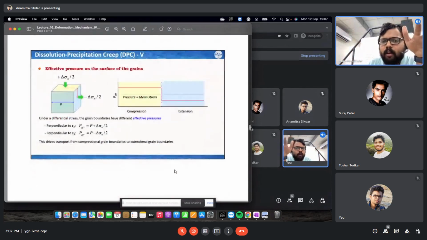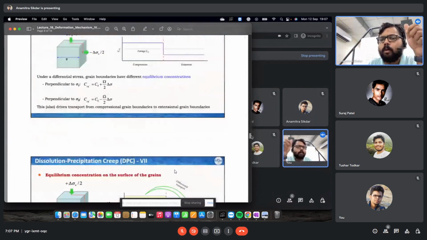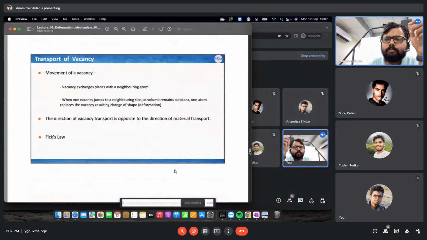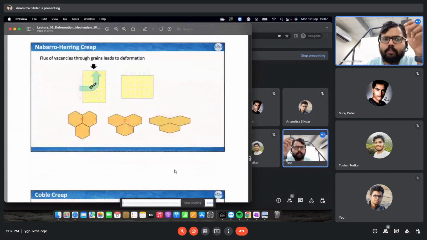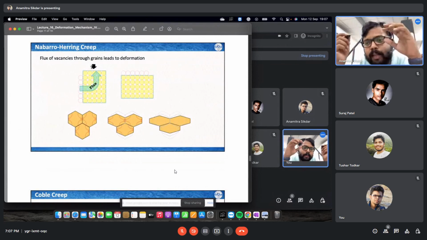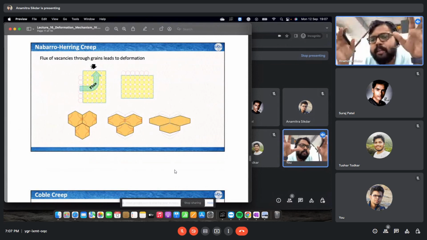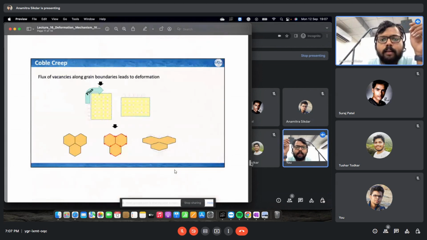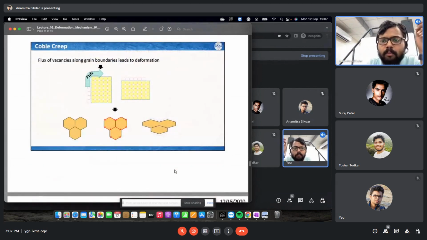If it moves along the grain, we call it Coble creep. In Nabarro-Herring creep, the vacancies move through the grain. As you may recall from the video, within the grain, a vacancy is traveling. So if it moves through the grain, we call this Nabarro-Herring creep, and if it is moving along the boundary, then we call it Coble creep.